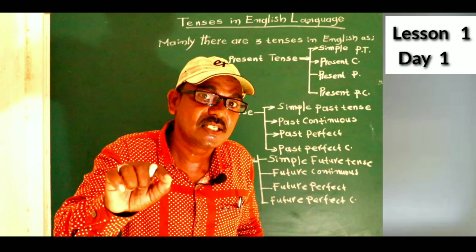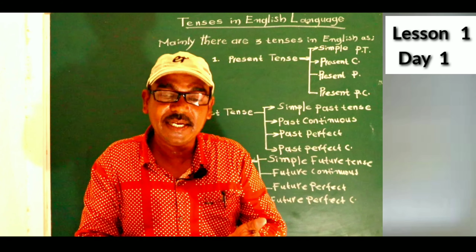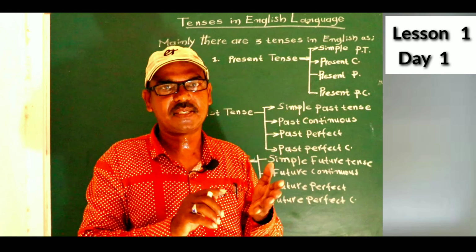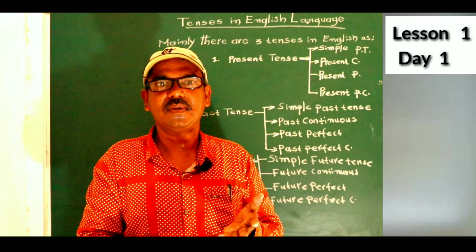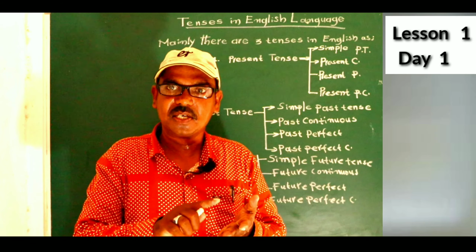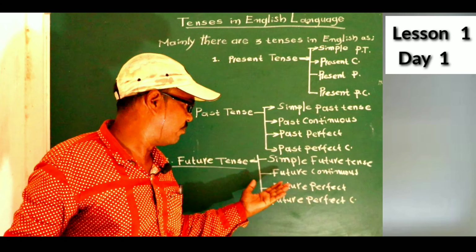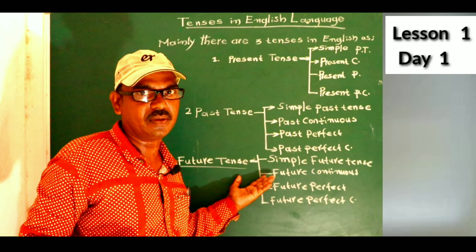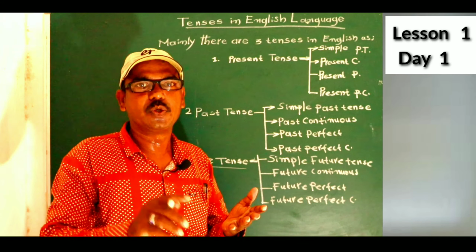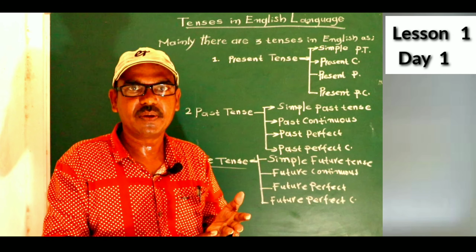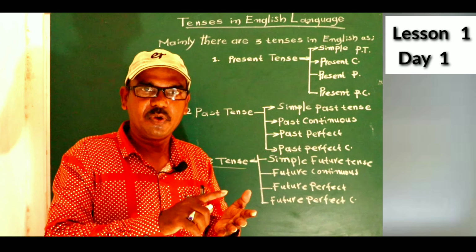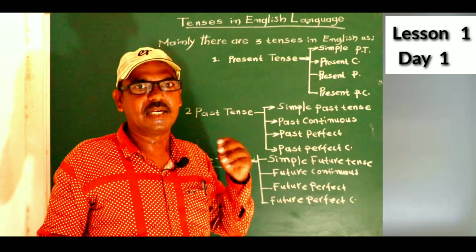Likewise, the past tense also is divided into four types like the present tense. Simple past tense, past continuous, past perfect, past perfect continuous. Next, the future actions also are divided into four types. Simple future, future continuous, future perfect, future perfect continuous.